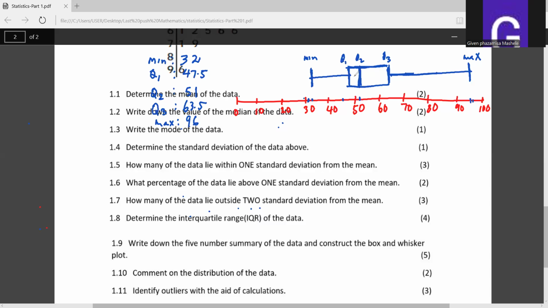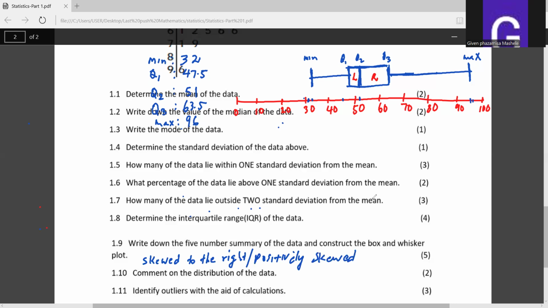By looking at the box, this is the left part, and this is the right part. Now, where do we have more space? More space is on the right, which means this is skewed to the right. Or if you didn't want to say skewed to the right, you can say positively skewed.